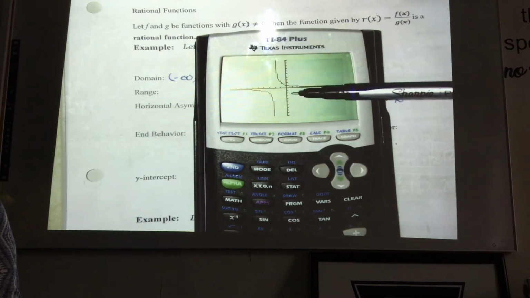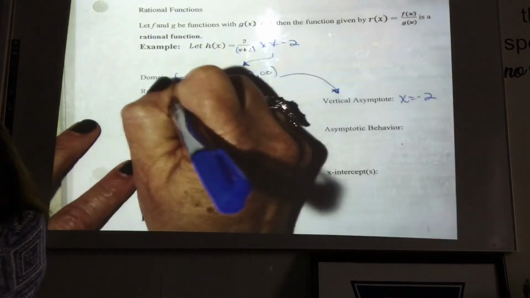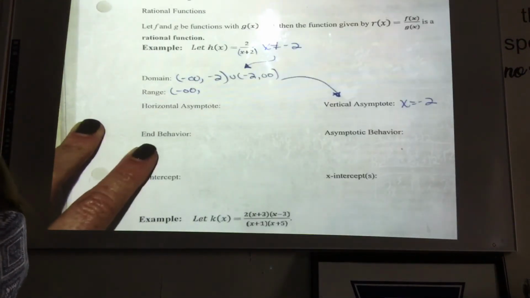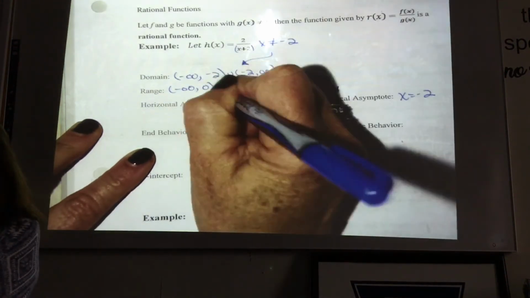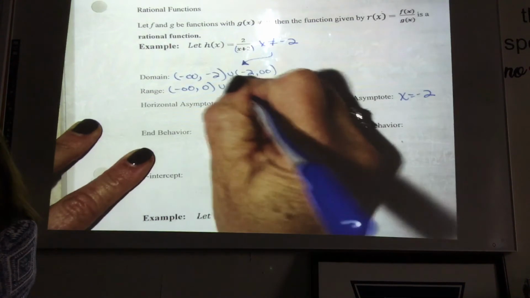So where's my break for my range? At 0, because the x-axis is 0. Okay? So I write my range. I can go from negative infinity, which is down below, up to 0. Then we make our little jump. And then I continue on.